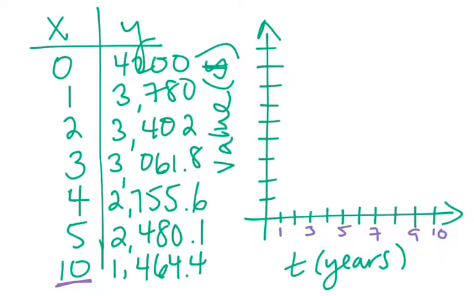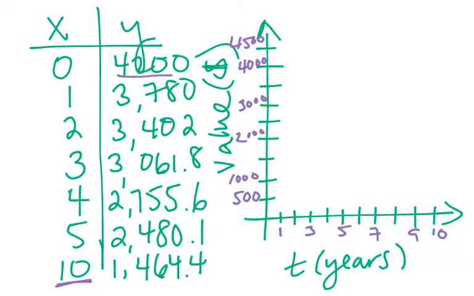Y values, we need to go all the way up to 4,200 and down towards 0. So if I divide 4,200 by 10, I get 420. 420 isn't a very nice number. Let's round up to 500. So let's make this 500. This would be 1,000, 1,500, 2,000, 3,000, 4,000. So my graph should go up to about 4,500.